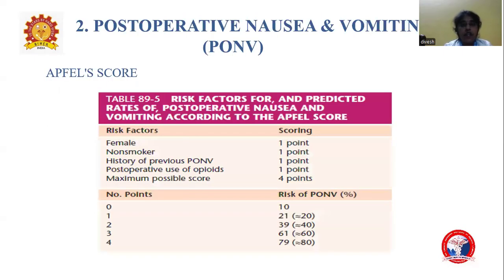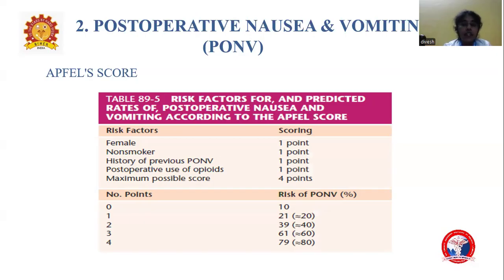Next, we are going to see how to reduce post-operative nausea and vomiting. To assess post-operative nausea and vomiting in the patient, we have the Apfel score, a risk factor scoring for predicting the rate of post-operative nausea and vomiting. The risk factors are female patients, who are more commonly affected, non-smoker patients, history of previous post-operative nausea and vomiting, and post-operative use of opioids.